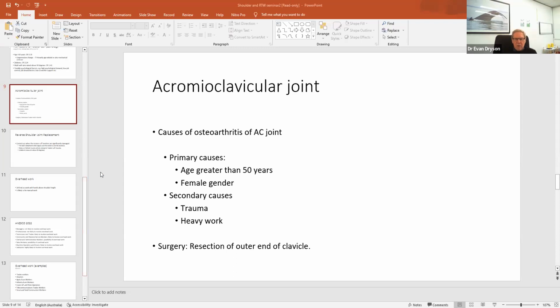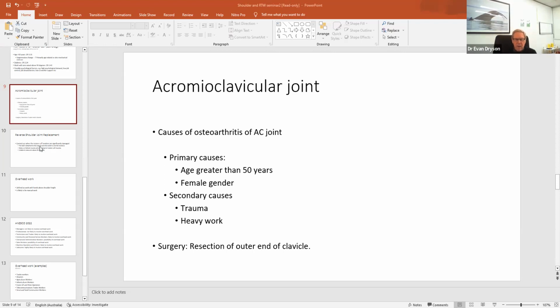So what are the causes of the osteoarthritis of the AC joint? Again, if you're over 50, you're more likely to have arthritis. Females are more likely to have arthritis of the AC joint. But secondary causes such as trauma, like an accident, a blow, falling on your shoulder, car accidents, things like that, can also damage the AC joint and start osteoarthritis in the joint. Heavy work, lifting, can also strain the joint and cause osteoarthritis of the joint.